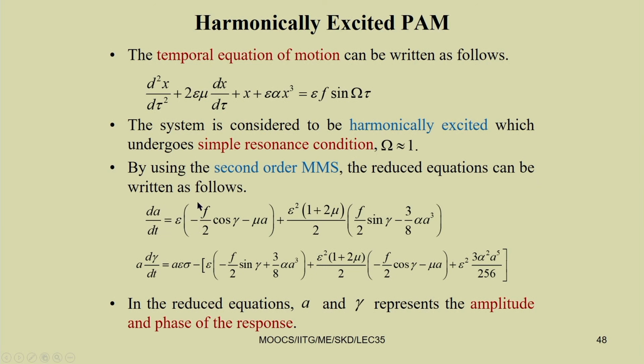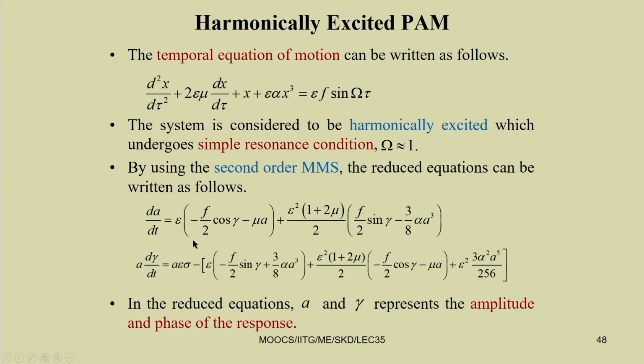equal to epsilon into minus f by 2 cos gamma minus mu a plus epsilon square (1 plus 2 mu) by 2 into f by 2 sin gamma minus 3 by 8 alpha a cube, and a d gamma by dt equal to a epsilon sigma minus epsilon into minus f by 2 sin gamma plus 3 by 8 alpha a cube plus epsilon square (1 plus 2 mu) by 2 into minus f by 2 cos gamma minus mu a plus epsilon square 3 alpha square a to the power 5 by 256.